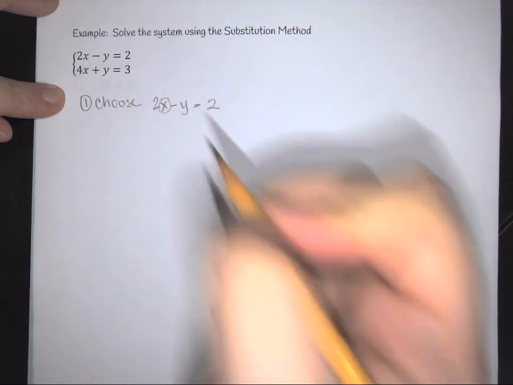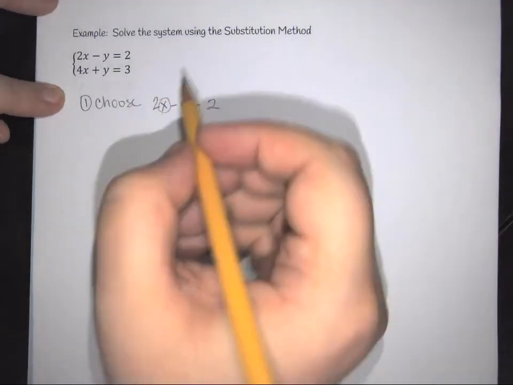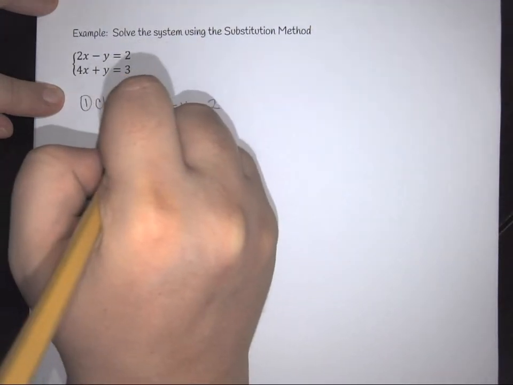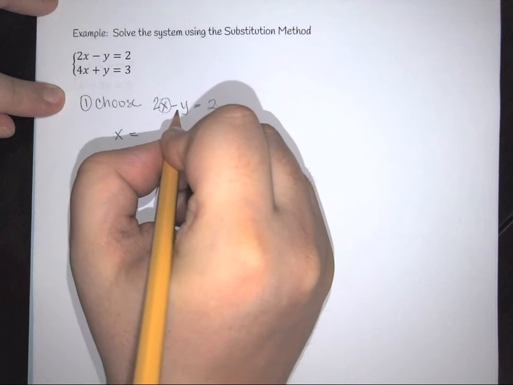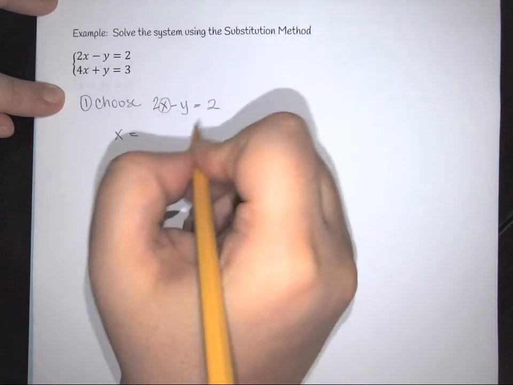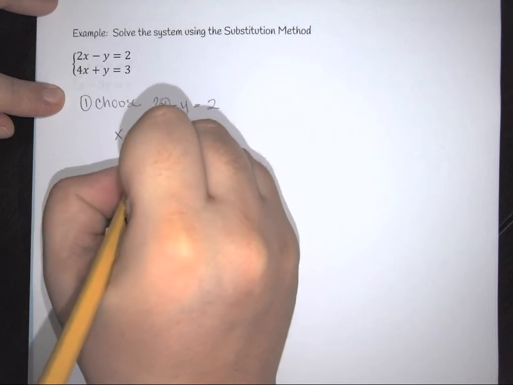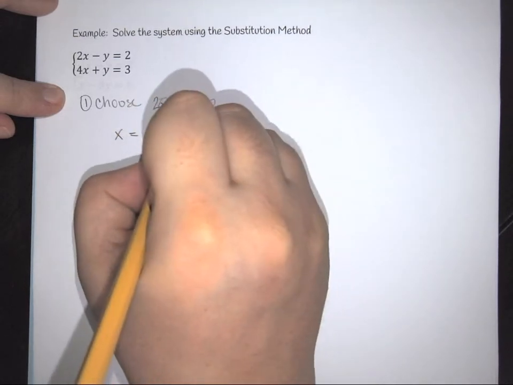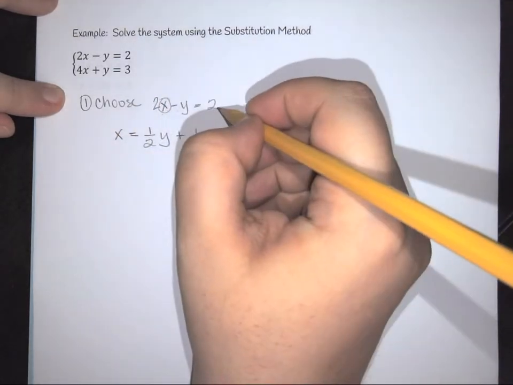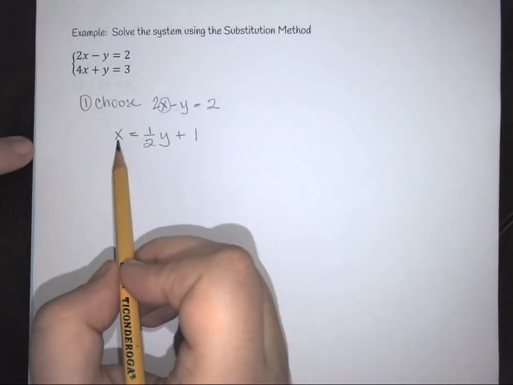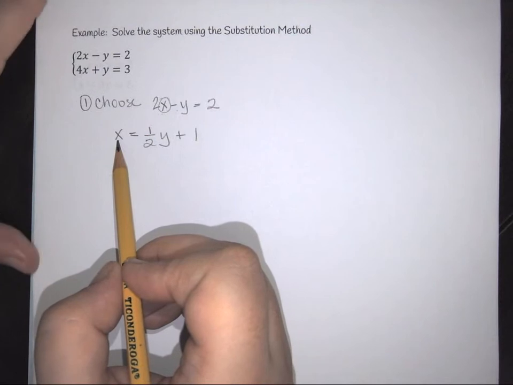So this is what we're going to look for. So here that means we need to move the y and get x by itself. So we get that x is going to be, to move the y, since it's already subtracted, we got to add, and we need to divide by 2. So this becomes 1/2 y plus 1. Notice 2 divided by 2. So I've solved for a variable. I solved for x. That's your first step.